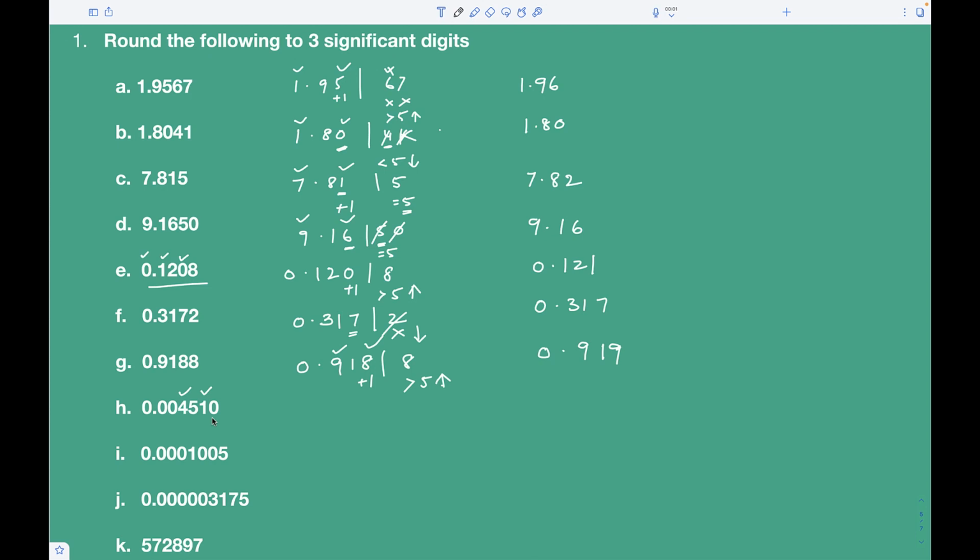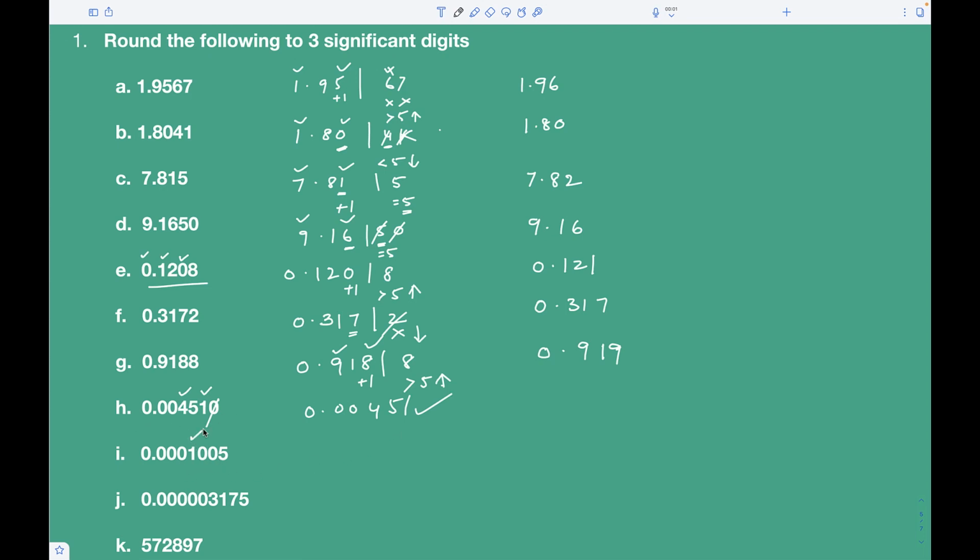Now in this example, this is the first significant digit and this is the third one. So we have to just drop this 0, and because the only digit that is getting dropped is less than 5, we simply remove that digit and keep the remaining number the same. So this is the answer for this example.